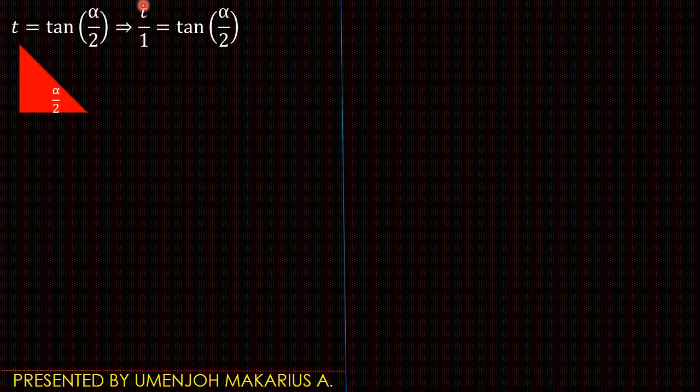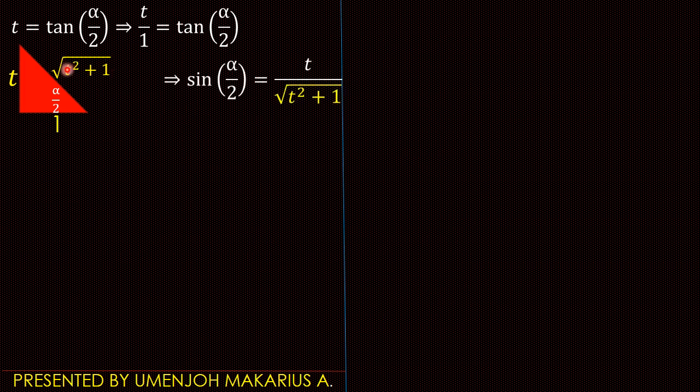Now we know that tangent is opposite over adjacent, right? So our opposite in this case is t, as we have it here, and our adjacent is 1. Good. So now to get the hypotenuse, we can simply use Pythagoras theorem, which tells us that the hypotenuse is the square root of the sum of squares of these two sides. Namely, we are simply going to have the square root of t squared plus 1. Good. So this is what we have, guys.